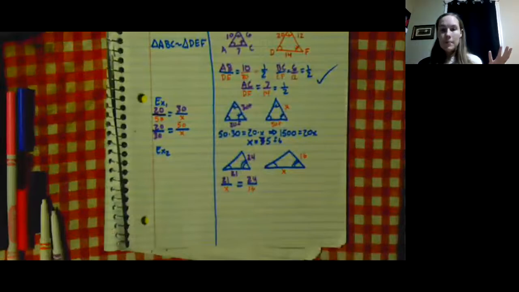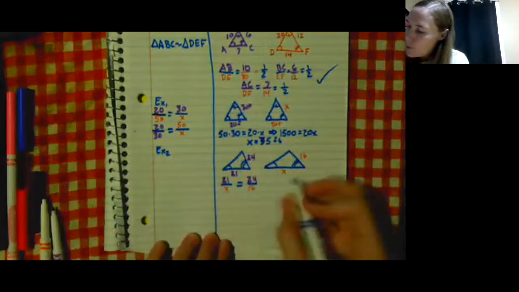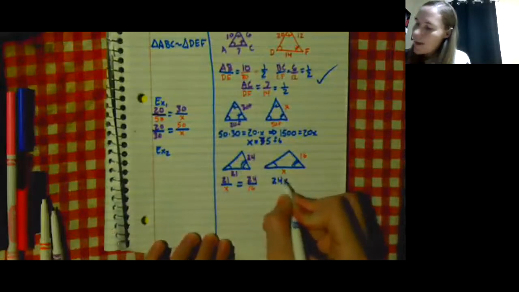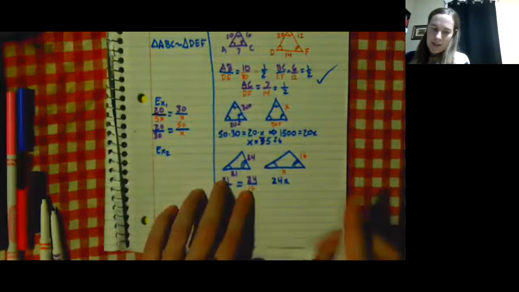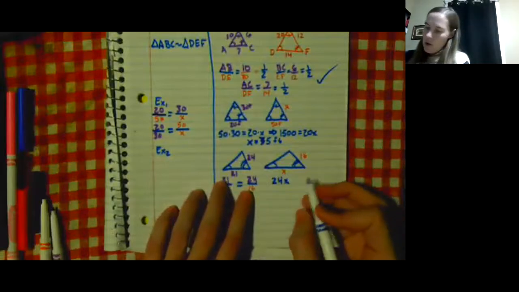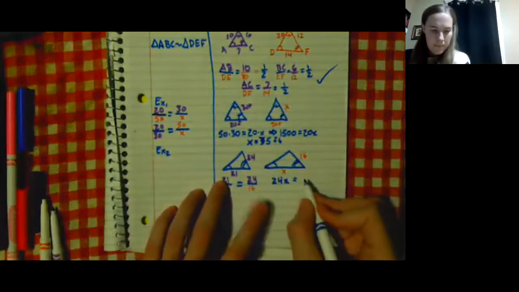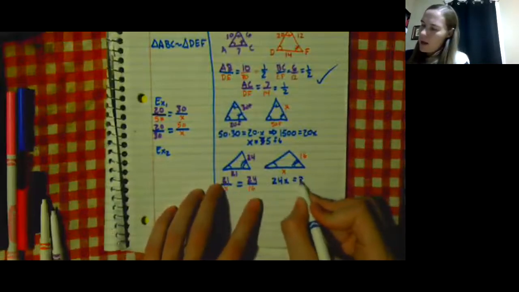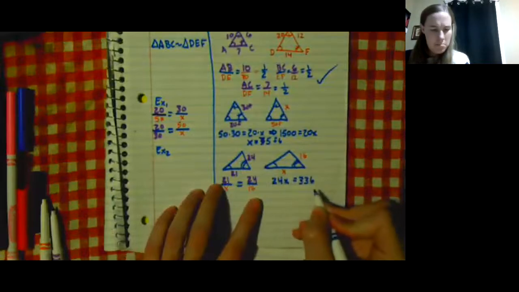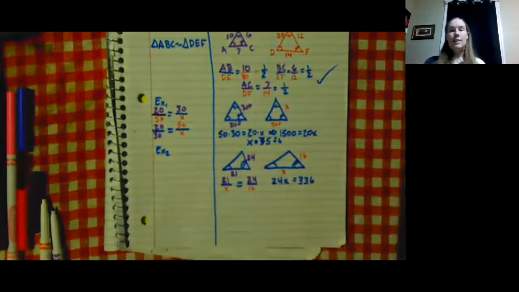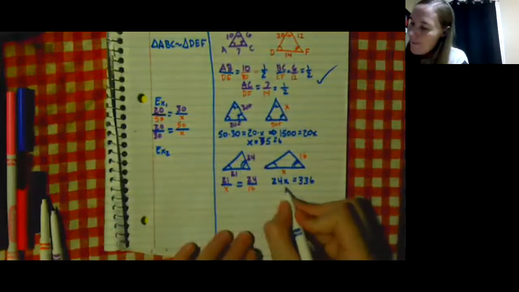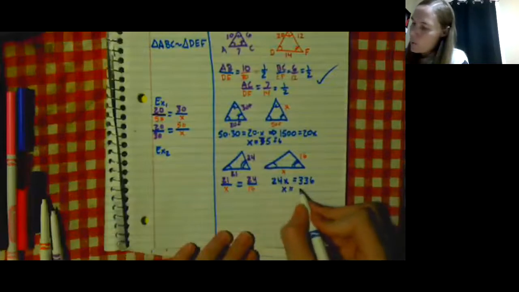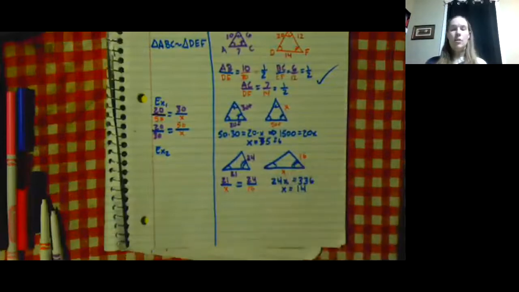Now I'm going to cross multiply. I have X times 24, which gives me 24X. Then I have 21 times 16, which gives me, that looks wrong, 336. Yeah, that's right. And then lastly, I divide. So I have X equals 14. And this one, it didn't give me any units, so I'm not going to make any up.